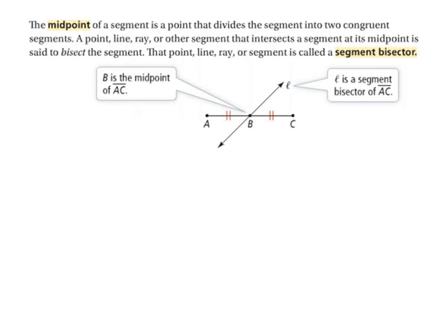All right, cruising along, the midpoint of a segment. The midpoint just means that it is in the middle. It's also called a segment bisector. A point, line, ray, or segment is called a segment bisector if it bisects it in equal segments. That's what those little lines are. Remember, we just learned that.